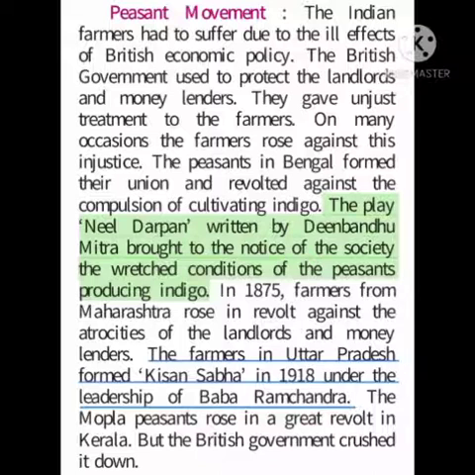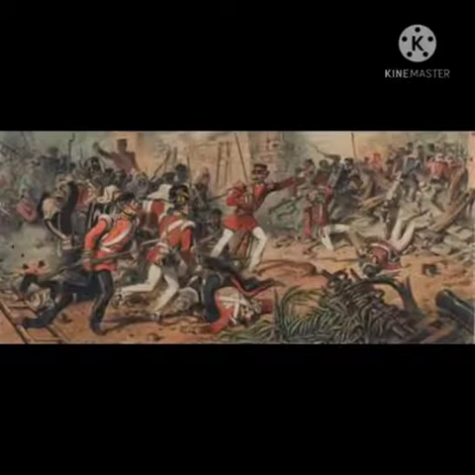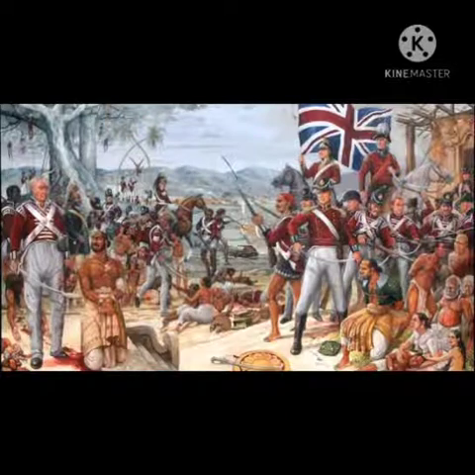The farmers in Uttar Pradesh formed Kisan Sabha in 1918 under the leadership of Baba Ramchandra, and the Mopla peasants rose in a great revolt in Kerala. But the British government crushed all the revolts conducted by the peasants. Students, as we know, the British government was very strong. It had power to control the peasants, and therefore very easily British government crushed the revolts of the peasants.